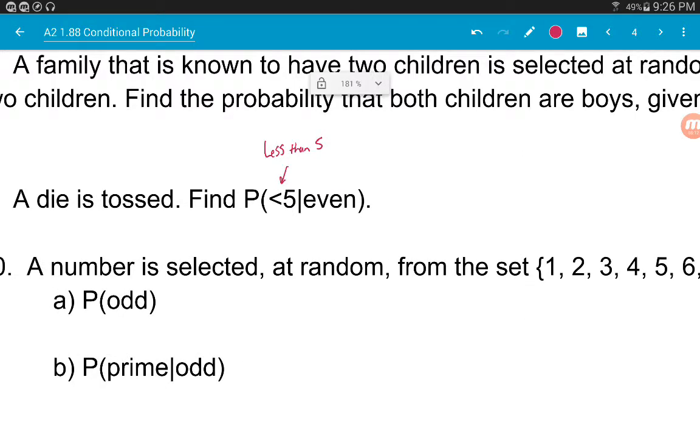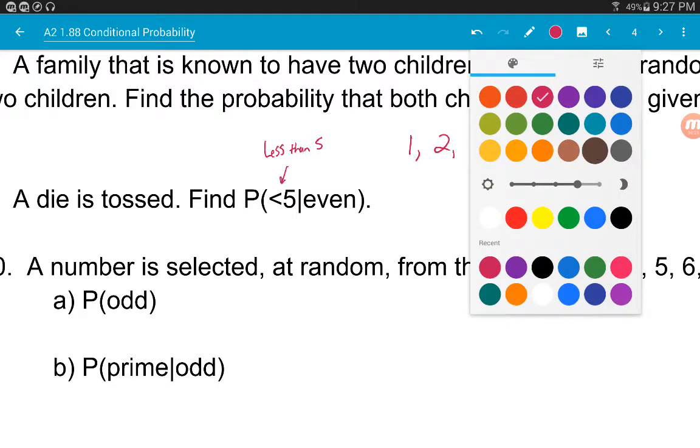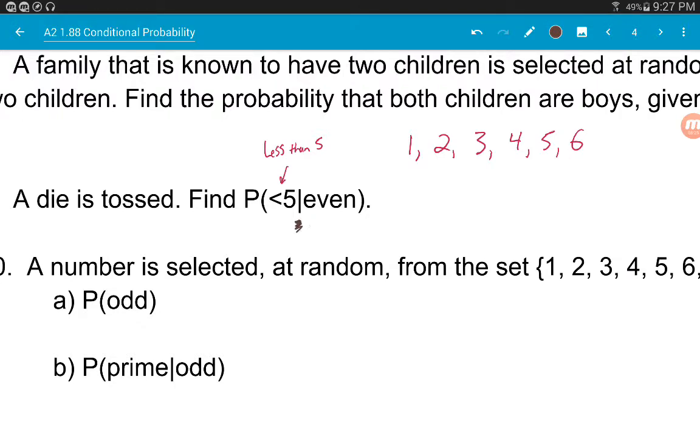So if I roll a die, here are my options. I can get a 1, a 2, a 3, a 4, a 5, or a 6. Now what the given does is it restricts my sample space. So if I'm given that it's even, like imagine that I roll the die and I have my eyes closed, and my friend says, hey, it's even. Guess a number. Well, if I'm given that it's even, then I know it's not 1 or 3 or 5. So this is my new sample space.